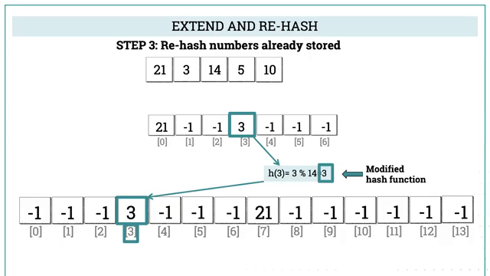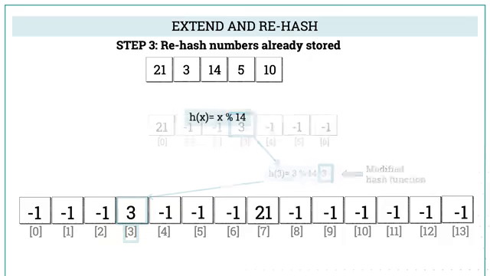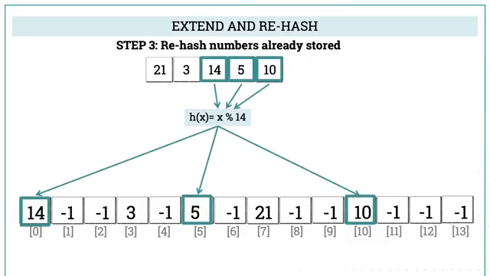Now that all numbers already stored have been rehashed, we can discard the previous hash table and continue storing the remaining numbers in the large hash table, 14, 5, and 10. So, after applying the new hash function to the numbers 14, 5, and 10, we find out that they are stored in positions 0, 5, and 10.